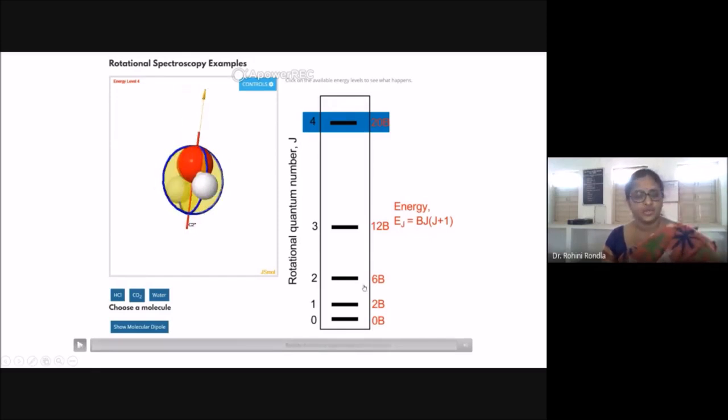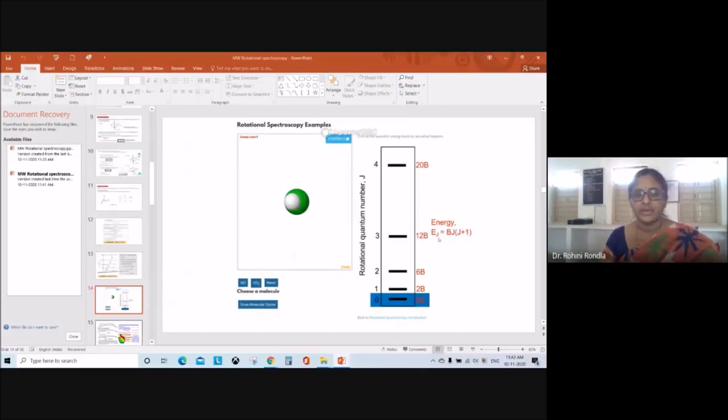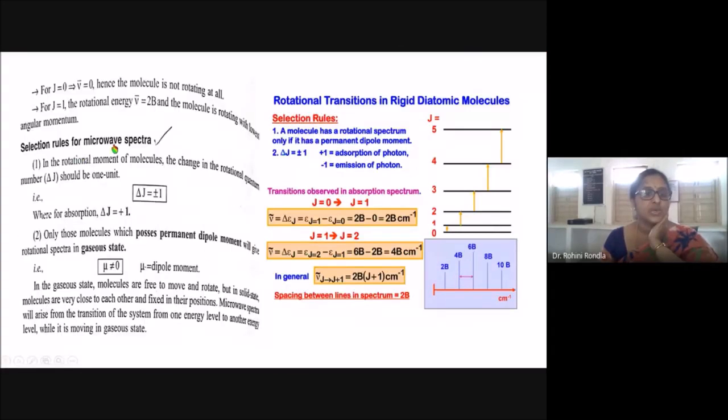This is rotational motion. Okay, and next, look at the selection rules for microwave spectra. If delta J is equal to plus or minus 1, then only do molecules give microwave spectra. Delta J equal to plus or minus 1 means that the molecule's rotational motion should go from 0 to 1, or 1 to 2, then 2 to 3.